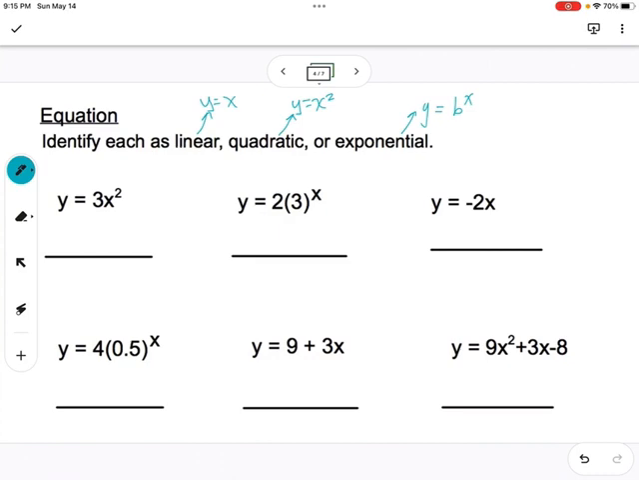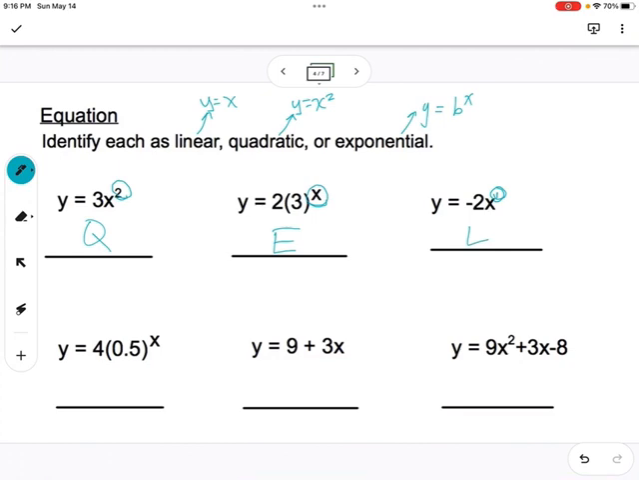So looking at the first one, y equals 3x squared. We have the squared here, which means we have a quadratic. The second one, we have an x as our exponent, which means we have an exponential function. Y equals negative 2x is the next one. We have an exponent of 1 when there's nothing there, and it's an exponent 1. That means this one's linear.